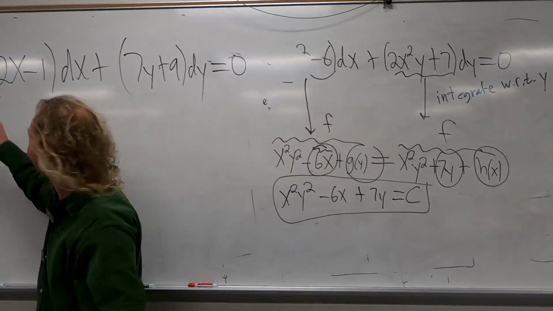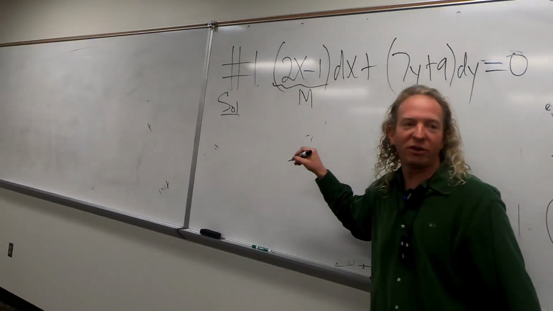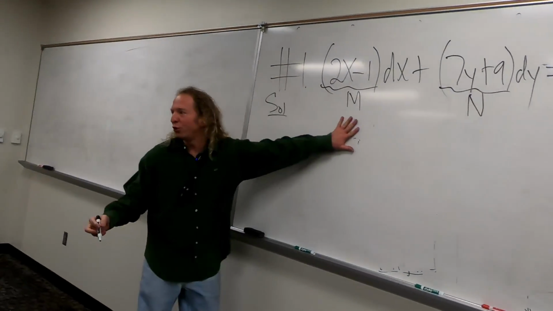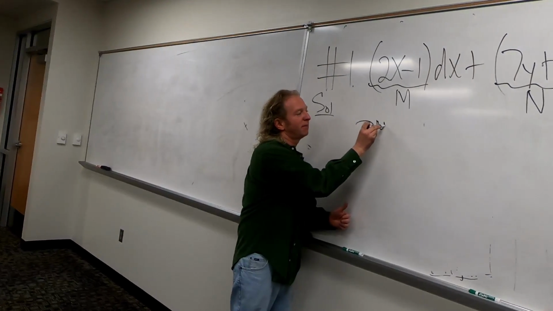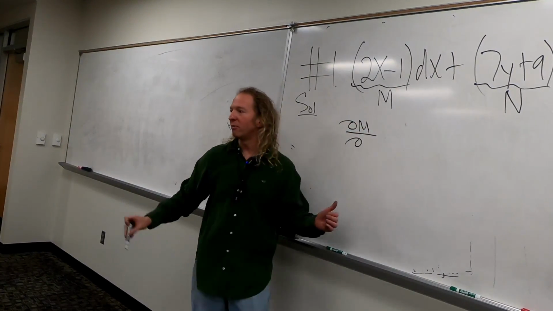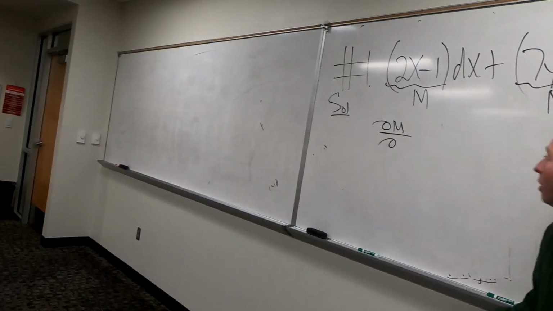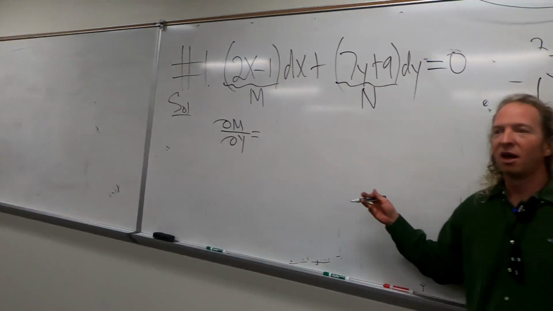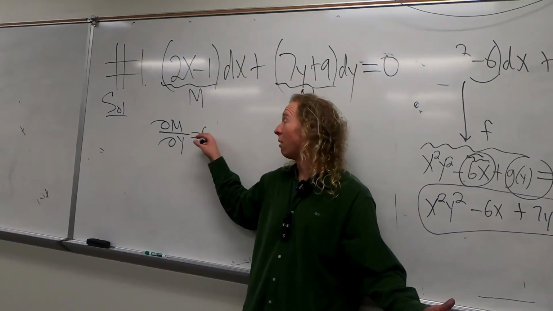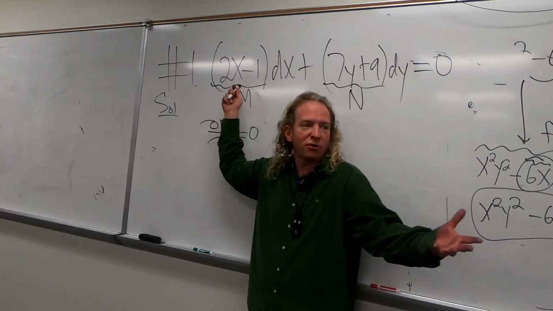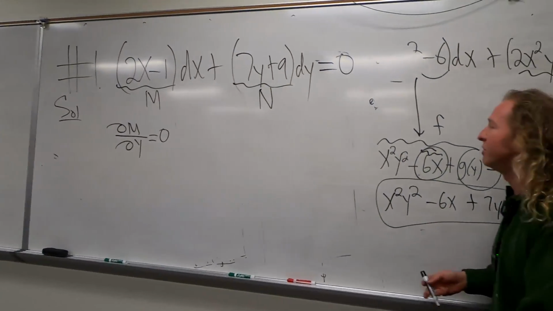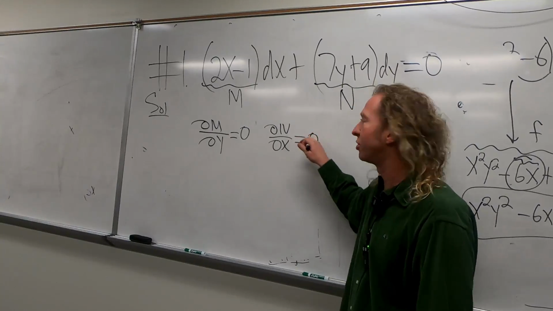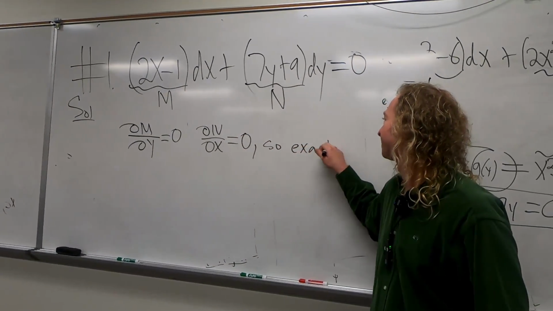So you call this M, and you call this N. So then you do del M, del, what letter do you remember? Y, good, del M del Y. Yes, and what is del M del Y in this case? 0. Yeah, they all go away, right, because there's no Y's. It's all constants. Yeah, beautiful. And then del N del X is also equal to 0. So it's exact, right? So it's exact.